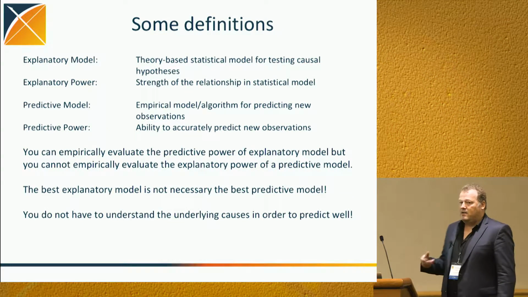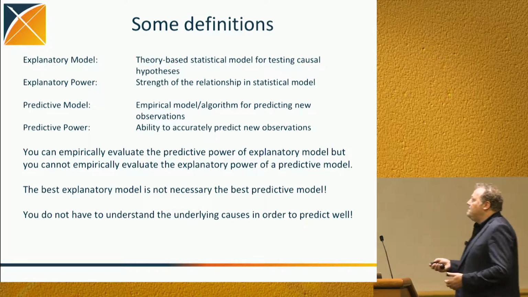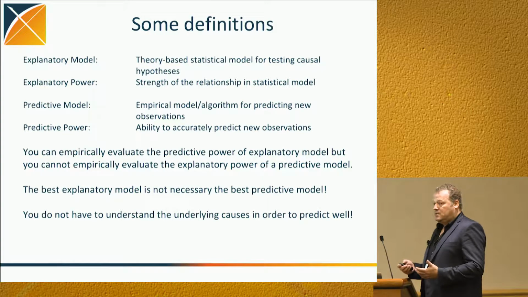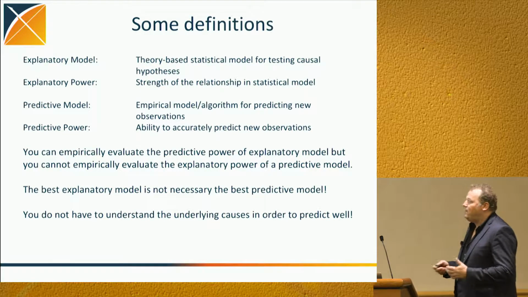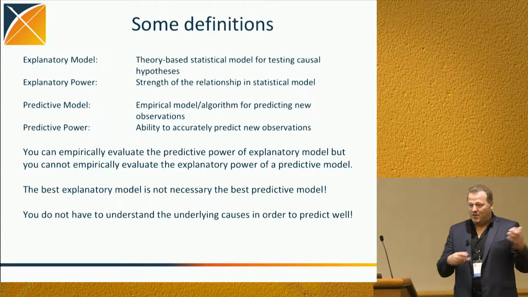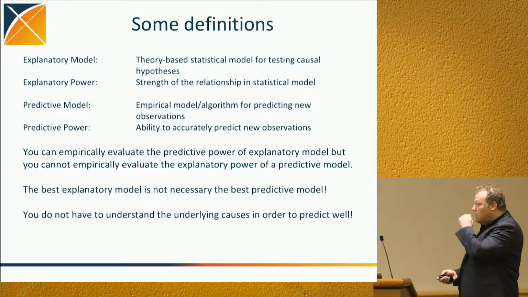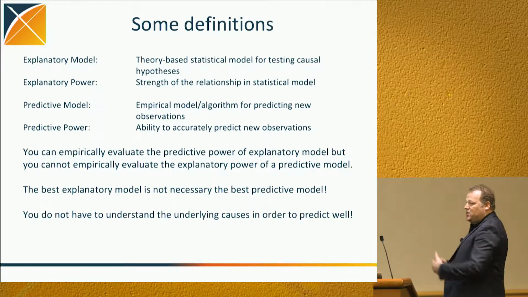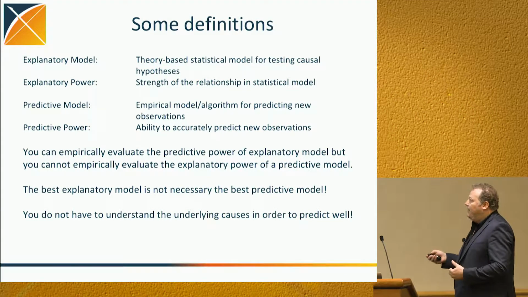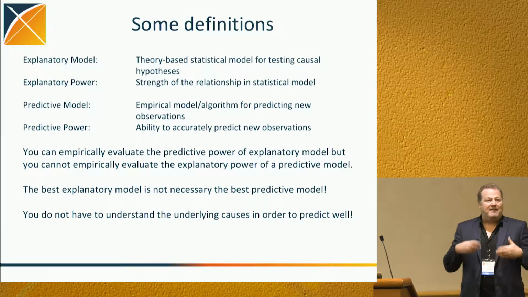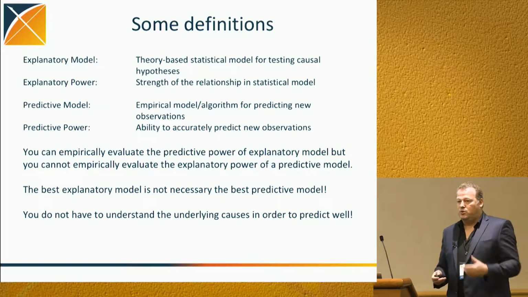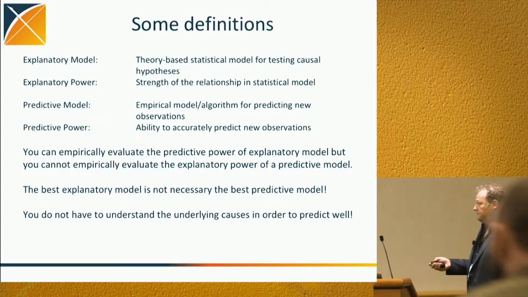So what's an explanatory model? An explanatory model is like a theory-based statistical model for testing causal hypotheses. And the explanatory power is here really the strength of the relationship between the causal factors and the outcome. A prediction model is a model to predict new observations that will happen in the future. And the power is the ability to predict that accurately in the future. So we need to have measures to assess how well we are able to predict in the next year.